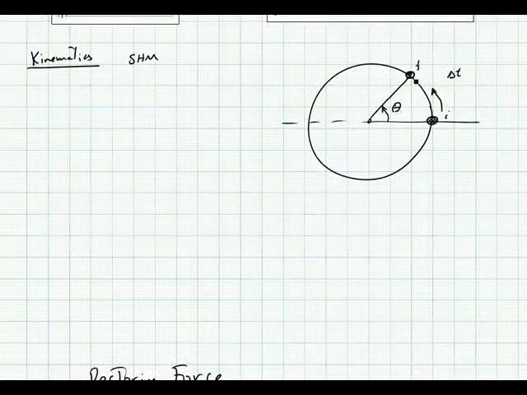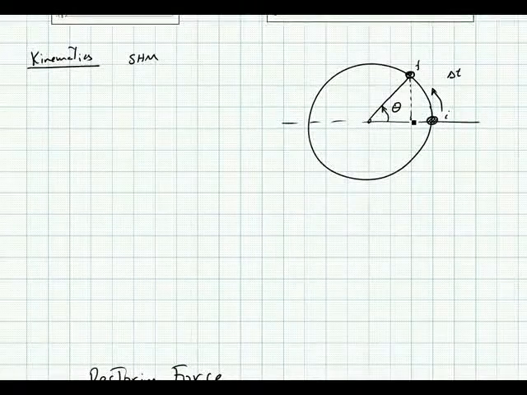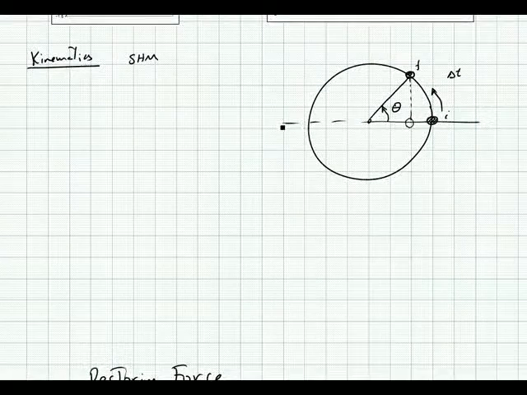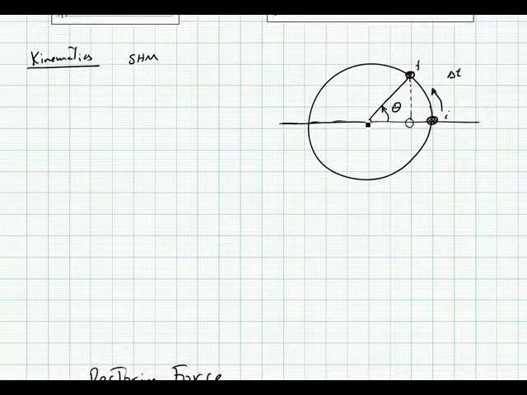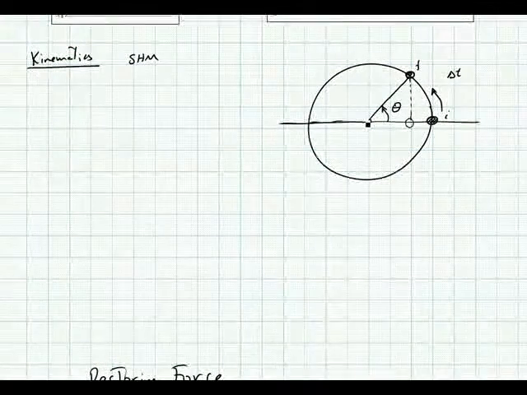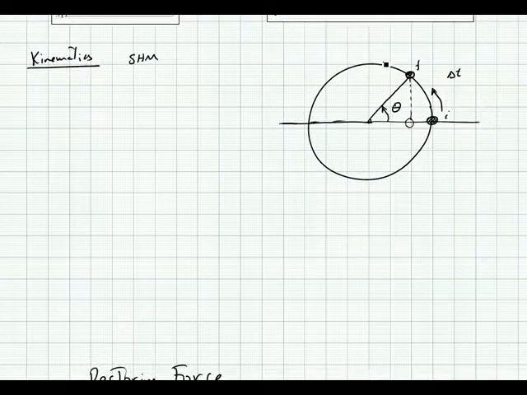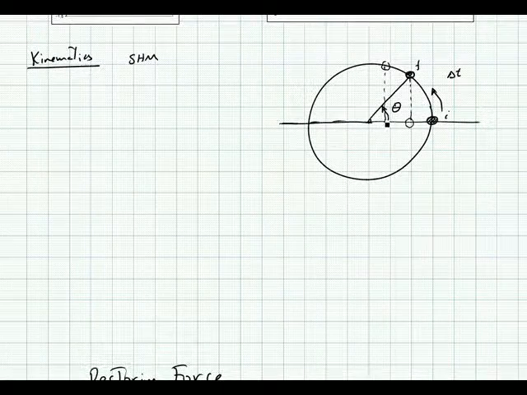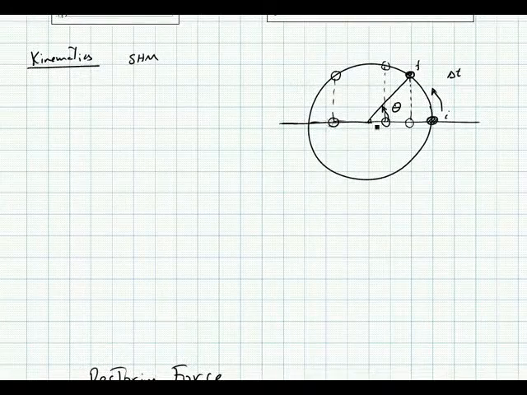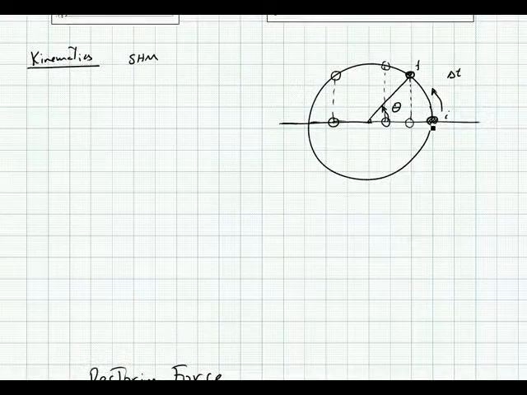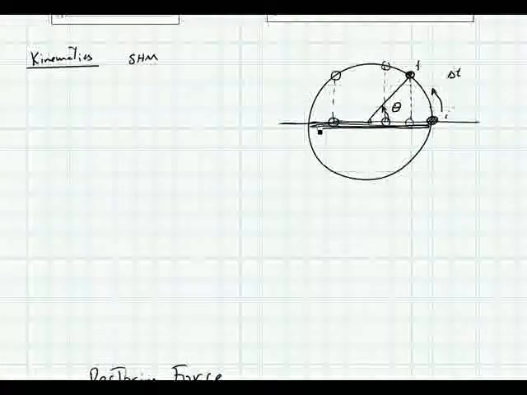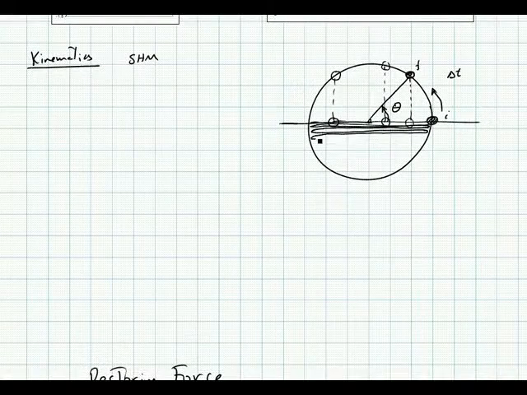Then the projection of the position of the object along a diagonal line through the circular path that it is moving in gives you a simple harmonic motion. So if the particle is here, then we essentially follow the position of the particle, the object, along this diagonal. It's basically moving back and forth, back and forth.